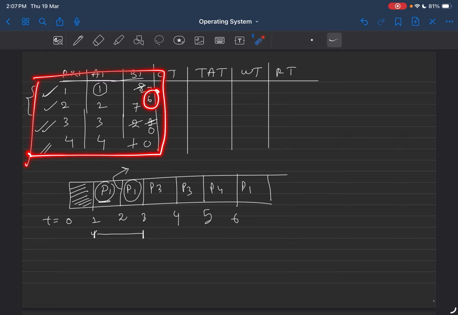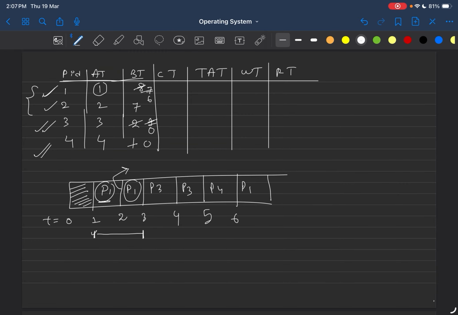Why so? Please go back to my previous video, where I have explained this part in detail. So process P1 will be running till its completion. Process 1 will be scheduled at time t equal to 6, and for how much time? That is for 6 more units. So 6 plus 6 is 12.